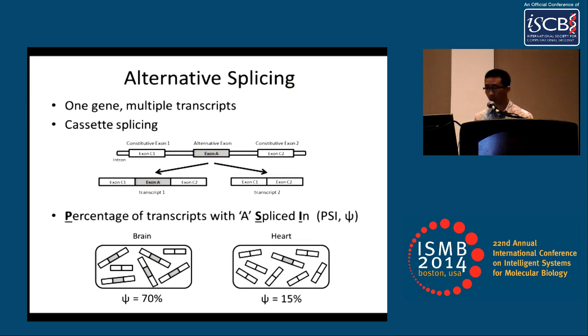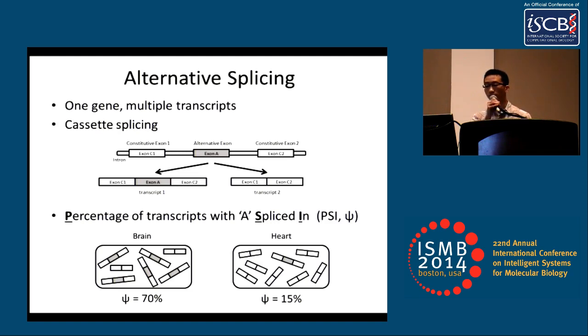All right, so just a customary slide on what alternative splicing is. It's one of the steps in pre-mRNA processing where one gene can have multiple transcripts. And the most common alternative splicing method is cassette splicing, which is illustrated in this schematic here. It's the case where you have an alternative exon that is flanked by two constitutive exons, and you can have splicing both ways so that you have two types of transcripts. You can have the alternative exon included or excluded.